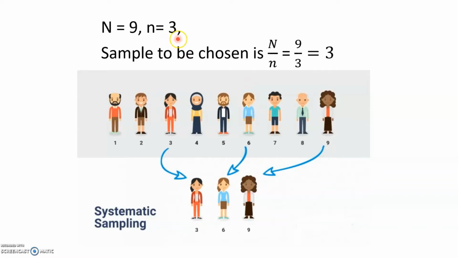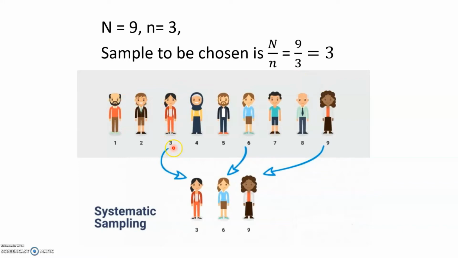To choose a sample, I divide capital N by small n, which is 9 divided by 3. That will give you 3. So what does this 3 mean? You're going to take every third person from the population as a sample. In this procedure, you need to number your population completely. Here we have numbered the 9 people from 1, 2, 3, 4, 5, 6, 7, 8, 9. And here I'm starting with number 3.